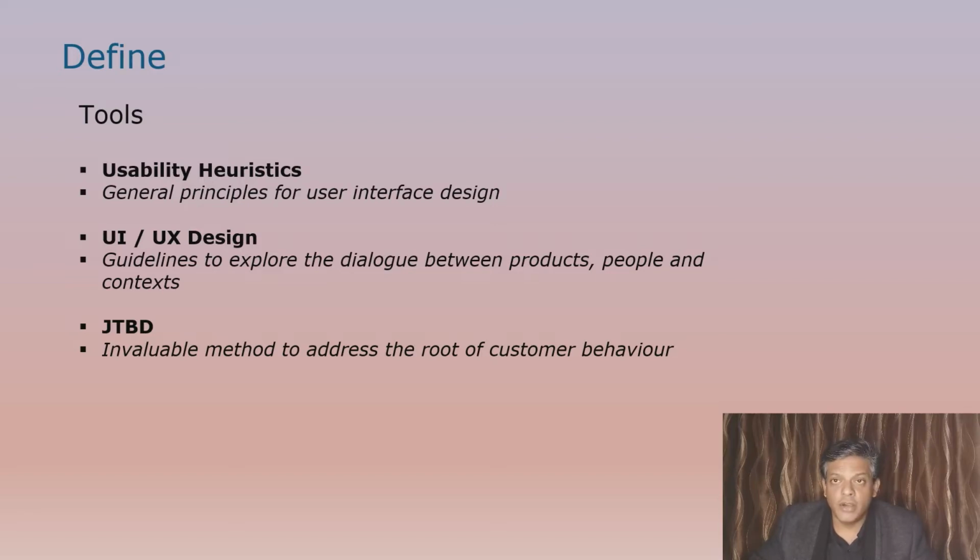Next is the UI or UX design, that is user interface or the user experience design. These are nothing but guidelines to explore the dialogue between products, people, and contexts. That is, it's all about the interaction of all these three factors. For example, if you develop a product that is highly complicated to use, the user might eventually dislike it and not buy it at all. And last but not the least, one of the most popular tools is JTBD, or jobs to be done.